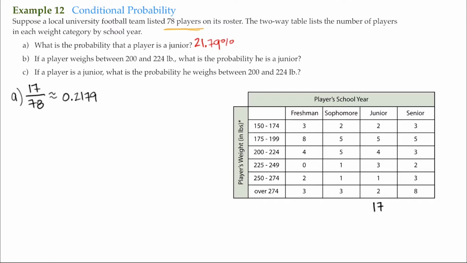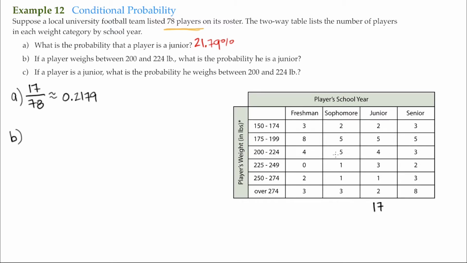For B, it says if a player weighs between 200 and 224 pounds, what is the probability he's a junior? Now you can see it says if a player weighs between 200 and 224 pounds, this is a condition. And the condition is that it has to be a player that's in this category. So all we care about are those players. So what a condition does is it kind of isolates what we're talking about within the full table. So all I care about is this group right here.